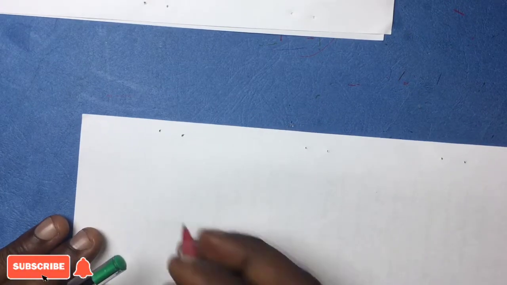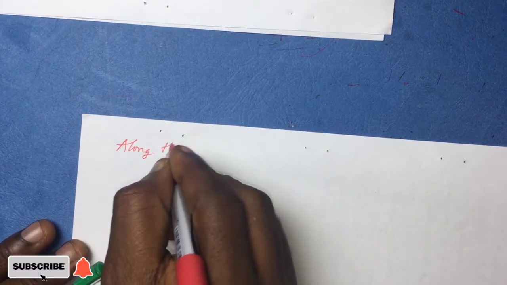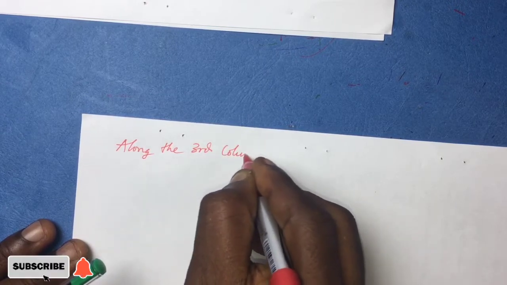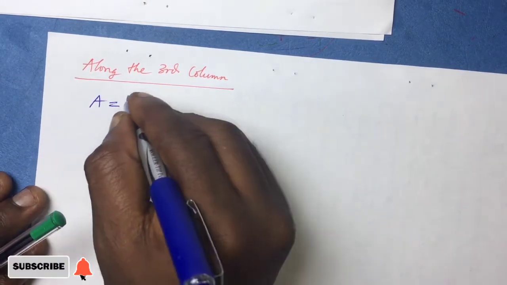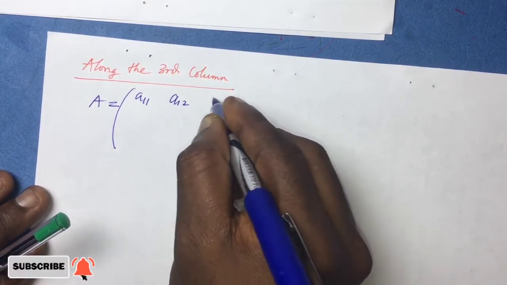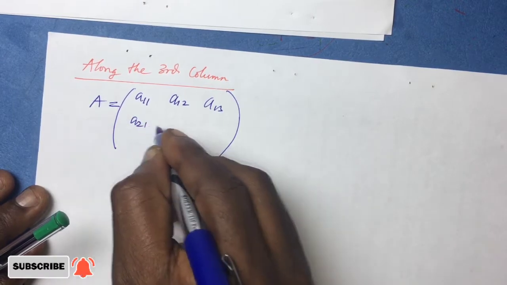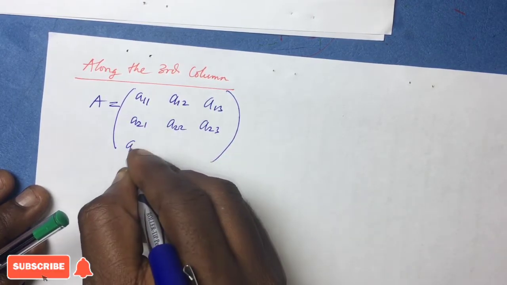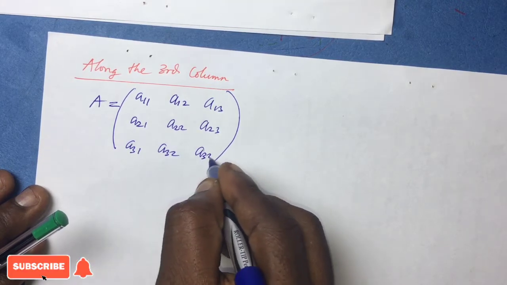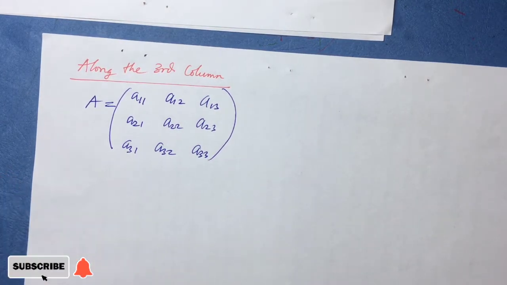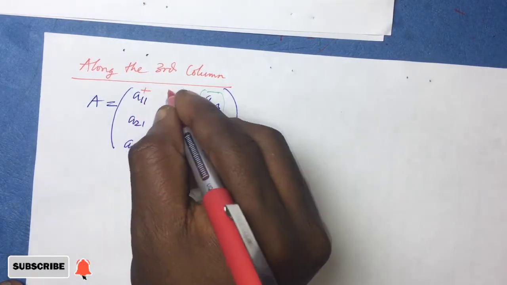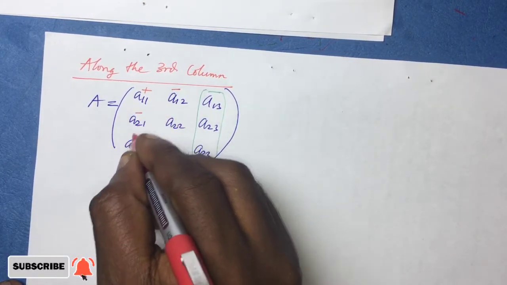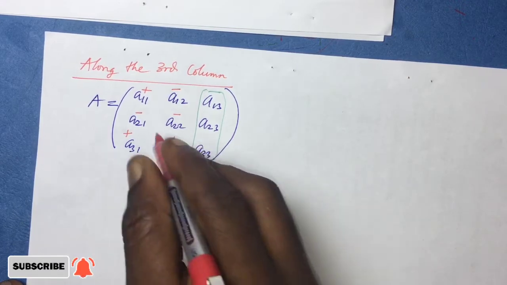What if we wanted to obtain it finally along the third column? Along the third column, it will now be writing the matrix A11, A12, A13, A21, A22, A23, A31, A32, A33. Now, what will be the signs? This is the third column. Take note, you can obtain the determinant along the third column. Now, this is plus, minus, this is minus, this is plus, this is minus, this is plus. Those are the position signs.